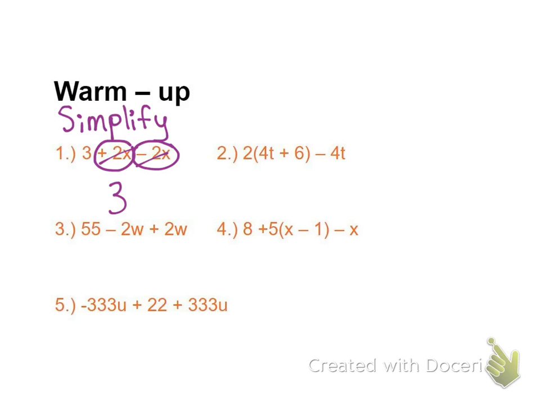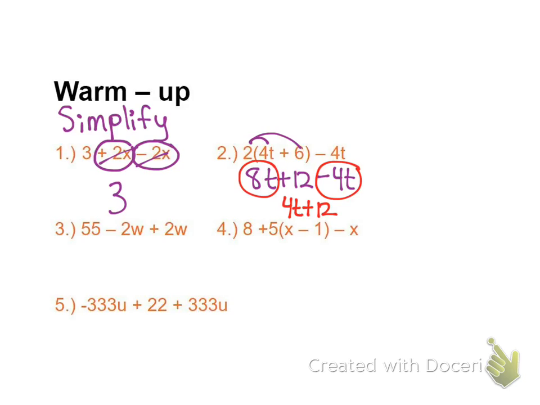On number 2, what's the first thing I can do to simplify? I cannot do that yet. What do I need to do first, Hunter? Distribute. We need to distribute first. We have to get rid of those parentheses and distribute before we can combine like terms. So when we distribute, what do we get? 8t plus 12. We still have what on the end? Negative 4t. Now we can combine like terms. 4t plus 12. Good. When we combine the positive 8t with the minus 4t, we end up with 4t plus 12.